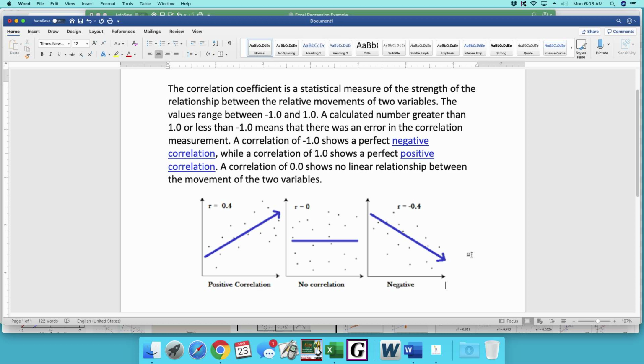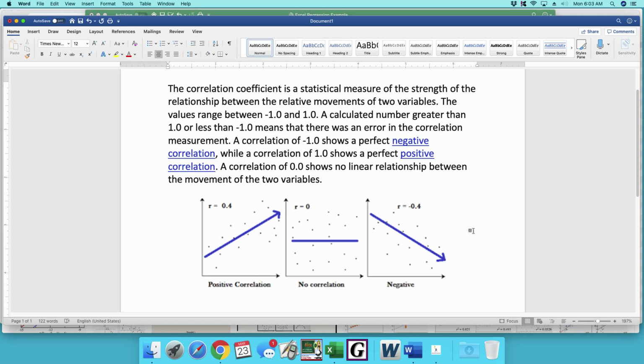So all your answers are going to be between -1 and 1. A correlation of -1 shows a perfect negative correlation, meaning the slope of the data goes downhill, while the correlation of a 1 shows a perfect positive correlation, where the slope is going uphill. A correlation of 0 means there's no relationship of the two variables at all. It's just a random scatter plot, as you can see by the pictures. This one here is negative, this one here is positive, and this is no correlation.